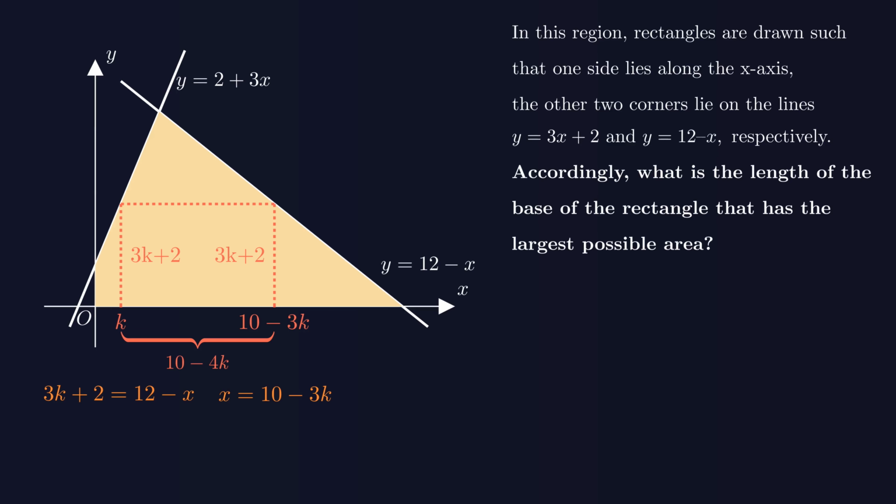All right, now what's the area of this rectangle? It's the height times the base, right? So (3K plus 2) times (10 minus 4K). If we expand that, we get a function like this. And now our goal is to find the maximum value of that expression. To explain this step better, let's draw a graph of that function.